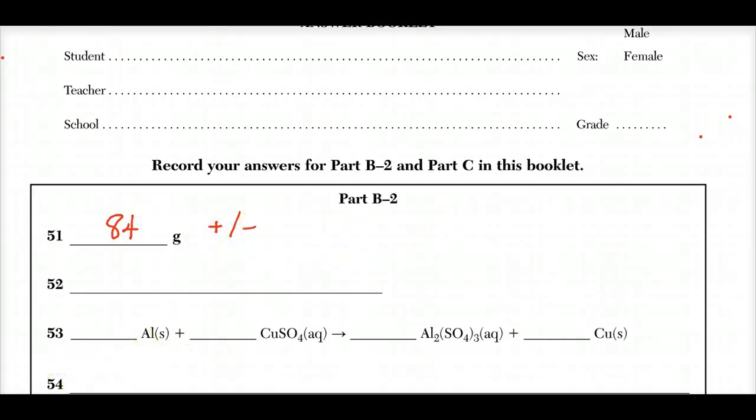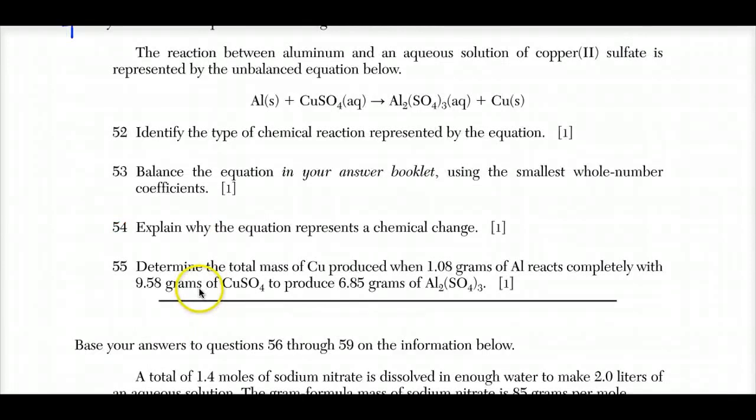Okay, so number 52. Identify the type of chemical reaction represented by the equation. Well, I'm looking at this equation, I'm seeing a classic single replacement. The aluminum's replacing the copper. And you can see that the aluminum's changing places. Single replacements are classic redox reactions.